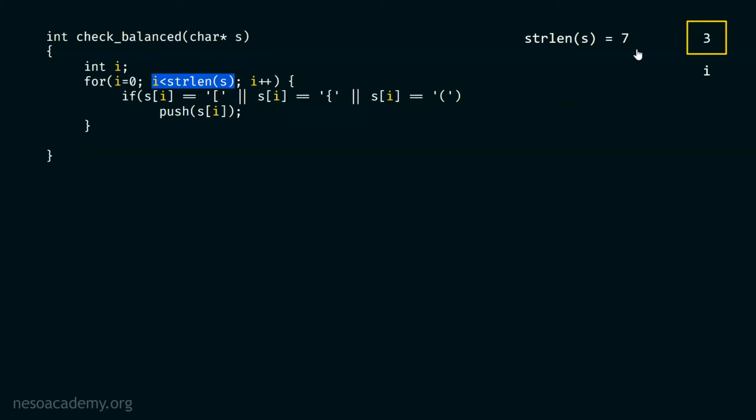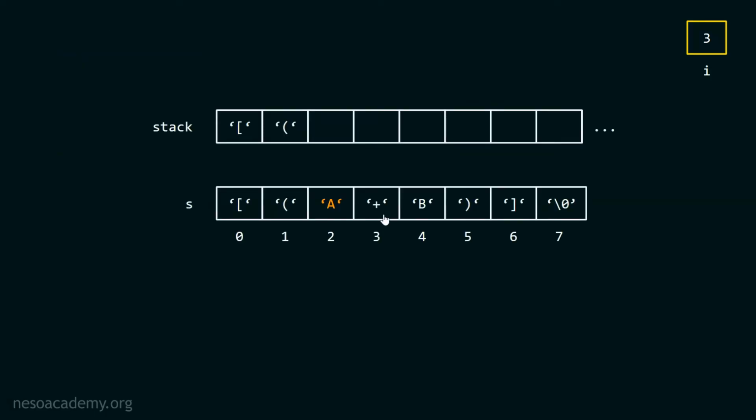Is 3 less than 7? We know this that 3 is less than 7. We must continue and check this condition. We know this that the next character is this character plus, right? We must continue to increment our I variable and we must continue our for loop in this way, right?